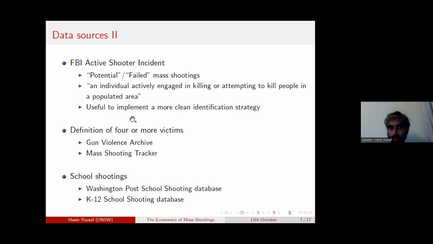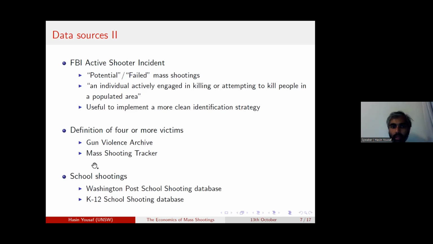Now, this, as I mentioned, could come in handy in implementing a more clean identification strategy. You can think of the following argument that some people may say: that counties that have mass shootings are very different from other counties. In practice, that's not the case, but for now, let's make this argument. However, these failed mass shooting or potential mass shooting counties are going to be much more similar to counties with mass shootings. That gives you an identification strategy where instead of comparing mass shootings to all the counties, you compare mass shootings to only counties with failed mass shootings or potential mass shootings.